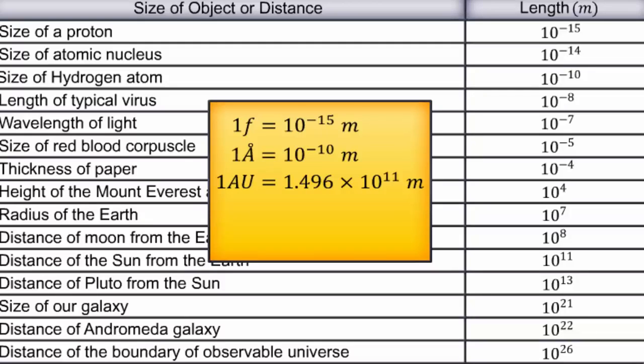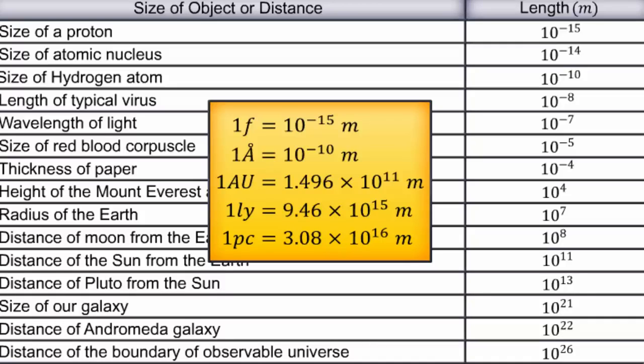Light year, denoted by small letters ly, which is equal to 9.46 into 10 to the power 15 meter. A light year is the distance that light travels with velocity of 3 into 10 to the power 8 meter per second in 1 year. Parsec, denoted by small letters pc, which is equal to 3.08 into 10 to the power 16 meter.